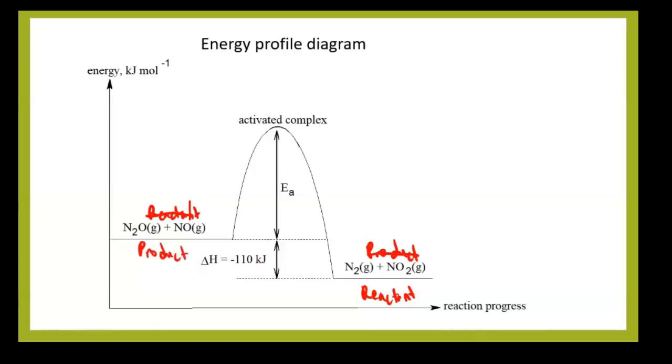So for the reverse reaction now, we tak perlu pun terbalikkan graf ni because dia bukan suruh awak lukis energy profile diagram for the reverse reaction. Dia bukan suruh lukis, tapi dia suruh calculate the activation energy for the reverse reaction. From the energy profile diagram here, calculate the activation energy for the reverse reaction. So it means the product side becomes reactant and the reactant becomes product.